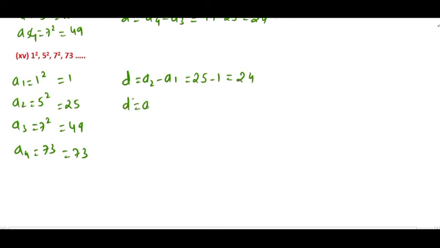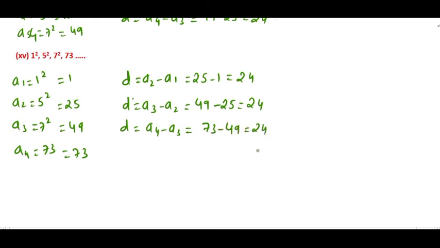Similarly, d is equal to a3 minus a2. What is a3 here? 49. What is a2 here? Minus 25. 49 minus 25, it is 24. Again, you can calculate d as a4 minus a3. See, a4 is 73 and a3 is 49, and again it is 24. See, in all the cases the d is constant, therefore the given numbers are in arithmetic progression. So when the given numbers are in arithmetic progression, we have to find the next three terms.